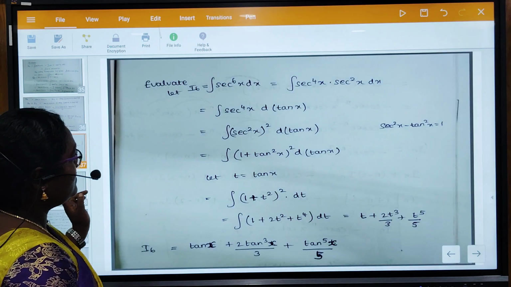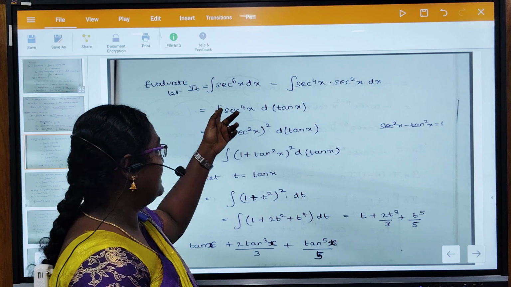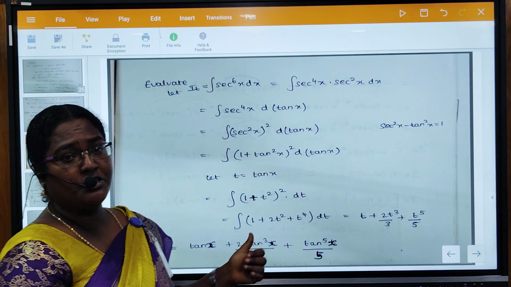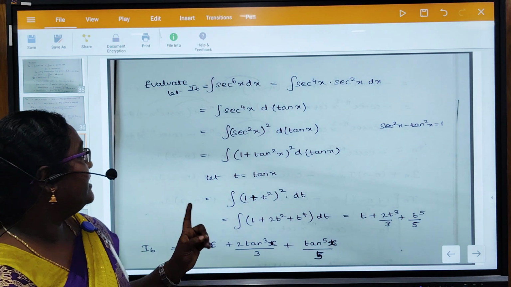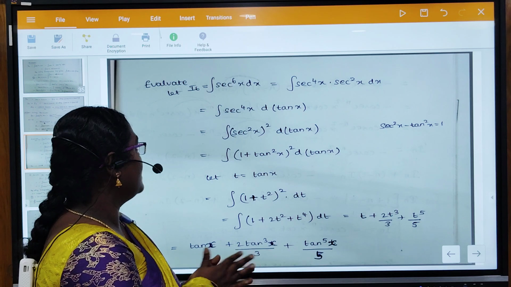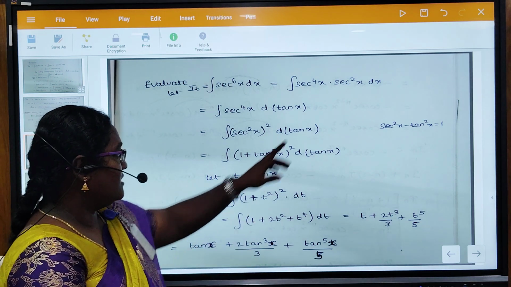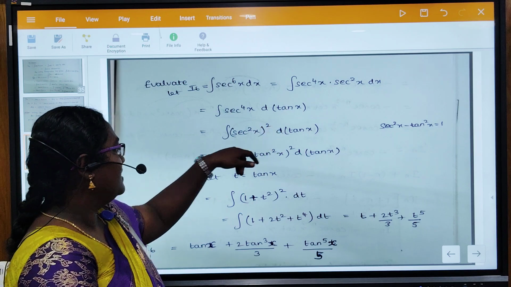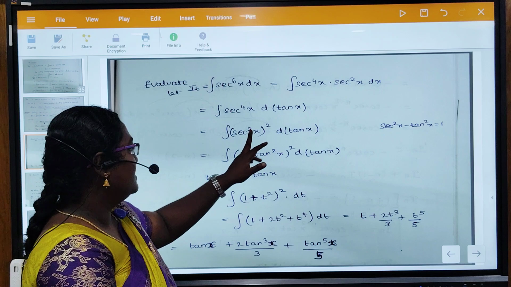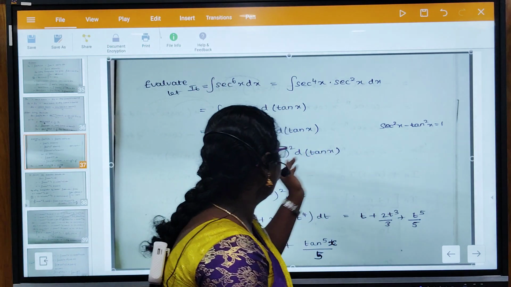Okay, so I have done one more problem based on secant. It is secant power 6 x dx. Secant power 6 x dx can be split as secant power 4 x into secant square x. All the trigonometric ratios other than sine and cos will be split in the powers of 2. Again, secant square x can be written as the differentiation of tan x. So this can be written as secant square x the whole square into secant square x. What is secant square x? It is 1 plus tan square x.